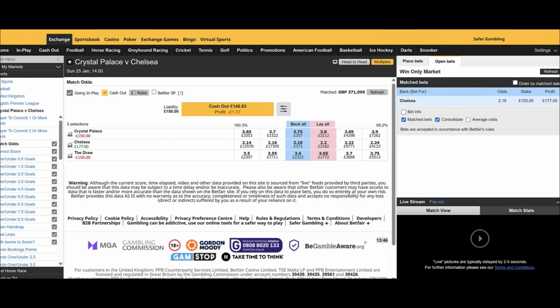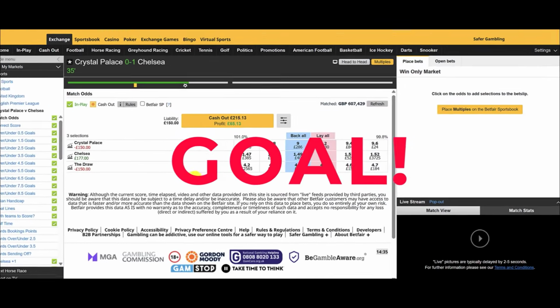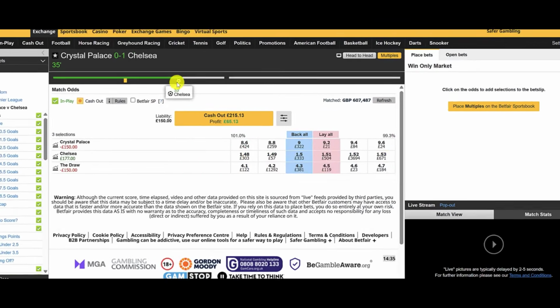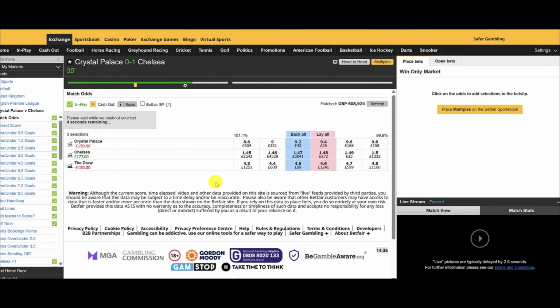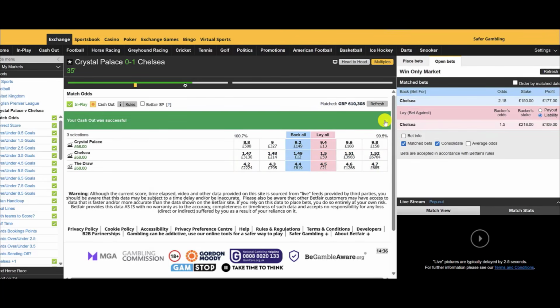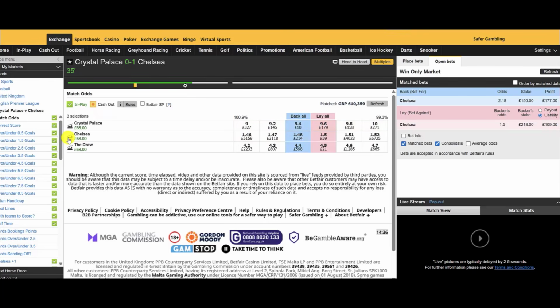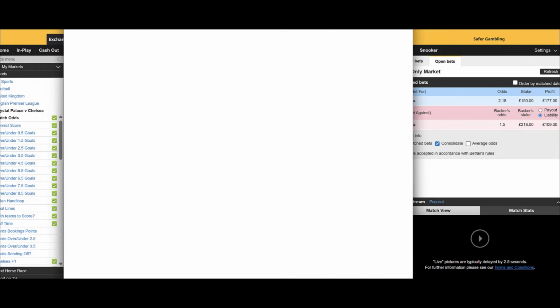Crystal Palace against Chelsea just about to kick off. 35 minutes on the clock and Chelsea have just taken the lead. So as predicted by the AI, Chelsea take the lead and their price will crash in. Let's just press the cash out button to get it locked in. And the price has crashed in and we're going to get £68 locked in.